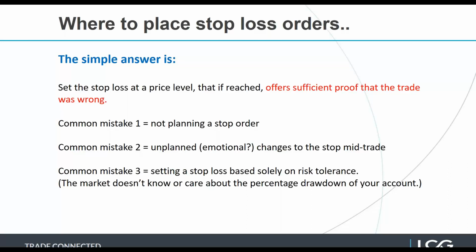So common mistake number 3, setting a stop loss based solely on risk tolerance. So we talked before about having that 50 grand account and you're willing to risk 1 grand on a trade. That's all well and good, but don't just randomly set your stop loss at £1,000 based on any kind of random size trade, and the stop loss just happens to fall wherever it does based on £1,000, because at the end of the day, the market doesn't know or care whether you've had a 2% drawdown in your account or not. You've got to set the stop loss based on some specific market phenomenon, and we're going to have a look at what those might be on the next slide.